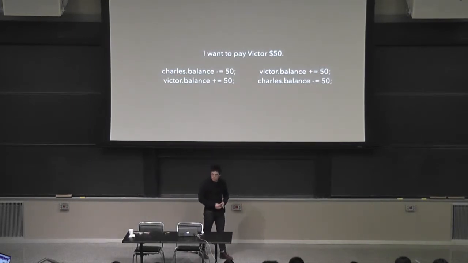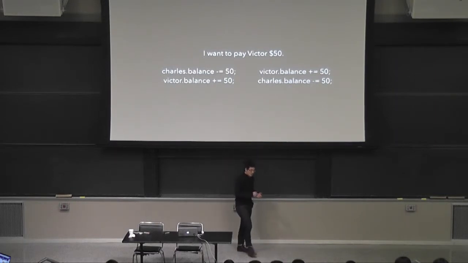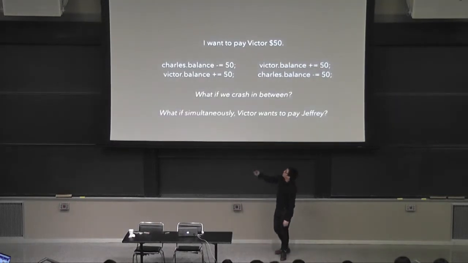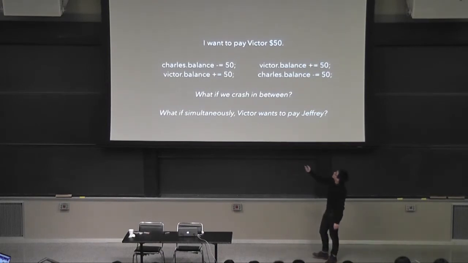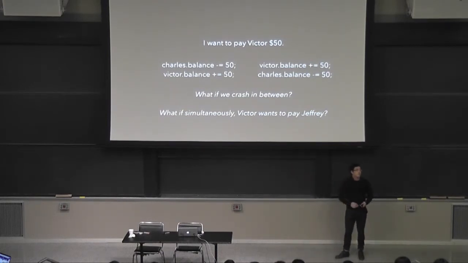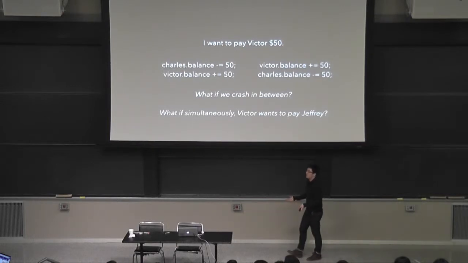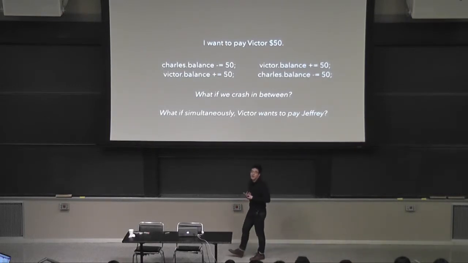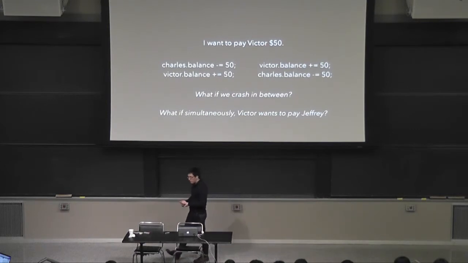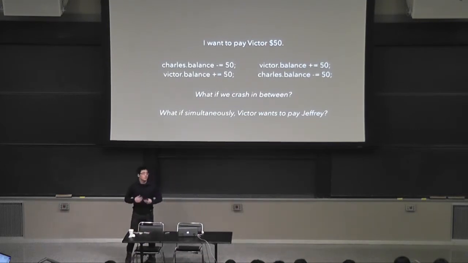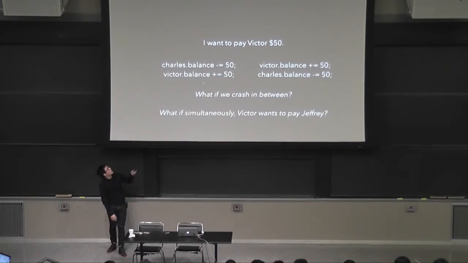Both of these solutions really ultimately have the same problem, which is, what happens if I crash right after the first line of each? In the first case, $50 is lost from our system. In the second case, $50 magically appears in Victor's account, and I'm not held responsible for it. Or what if simultaneously, when I pay Victor, I'm like, hey, Victor, I paid you, and it's executing one of these two lines, and then Victor wants to pay Jeffrey for actually taking someone out for legal secrets.